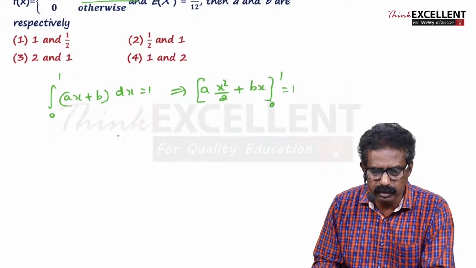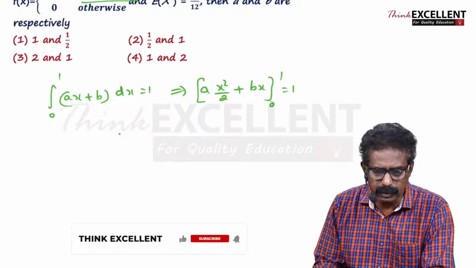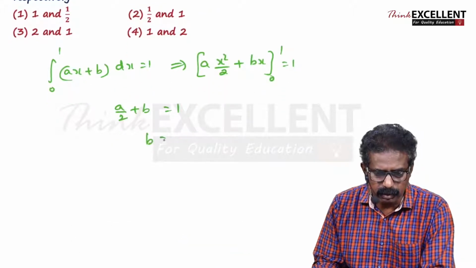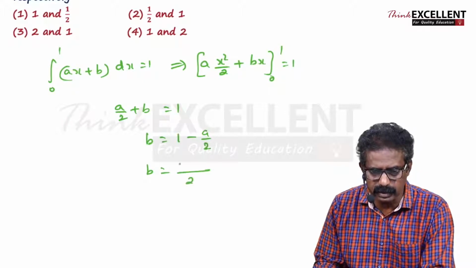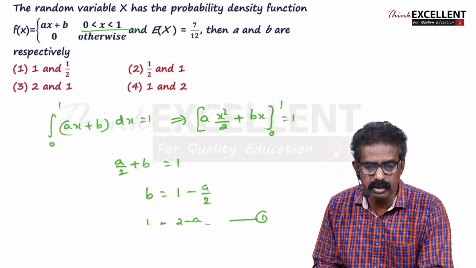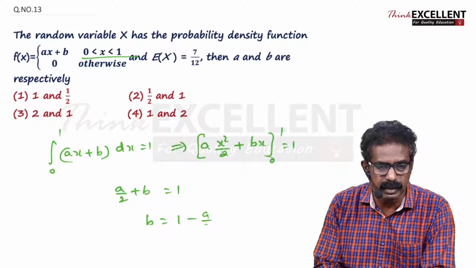Integrating, a into x squared by 2 plus b into x, from 0 to 1, equal to 1. Give the upper limit: a into 1 by 2, so a by 2 plus b into 1, b. Minus, when you give 0, everything is 0, right? So b equal to 1 minus a by 2, or taking 2 as LCM, b equal to (2 minus a) by 2. Stop here. We want to find the values of what? a and b.